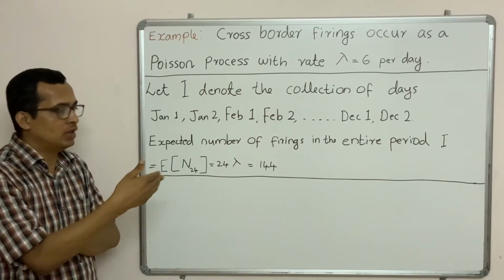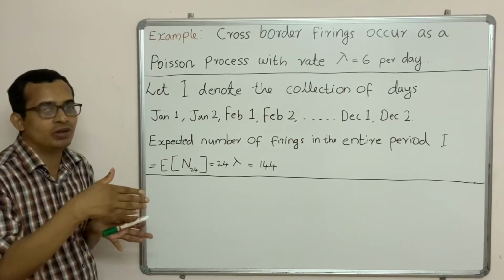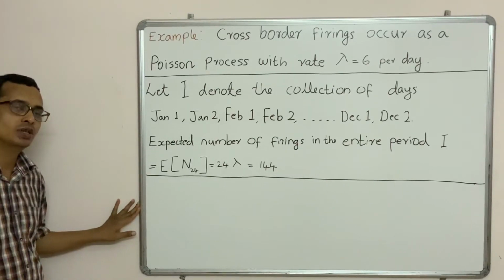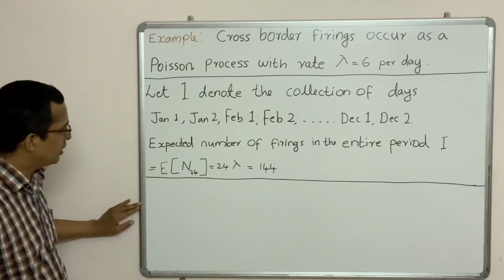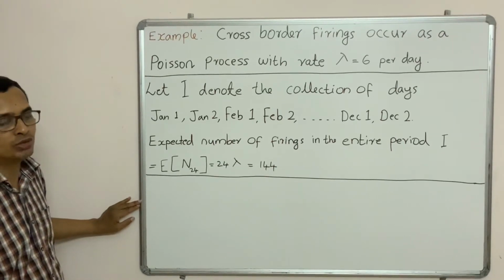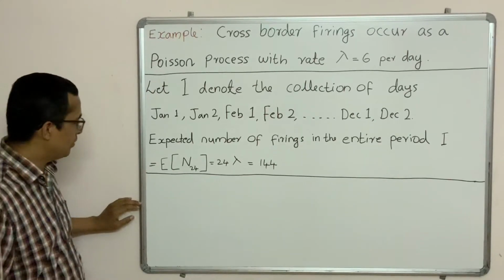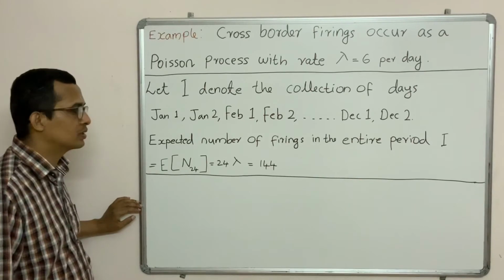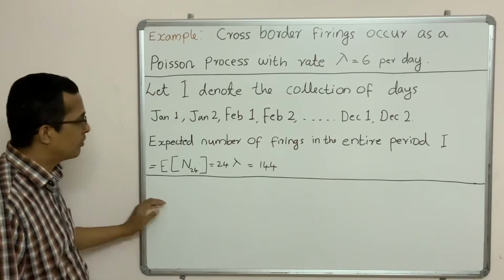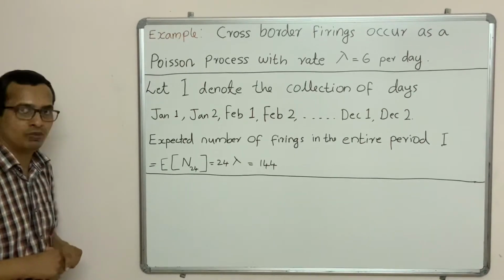So what we can do is stack all these days together. You can consider them as actually 24 consecutive days because of our independence and time homogeneity properties of the Poisson process. So what we need to find is the expected value of N24. The expected number of arrivals in 24 consecutive days will give the answer you want. That's one way of looking at it. Then N24 is Poisson with parameter 24 times 6, which is 144. So that will give you the answer: 144 on average, that many firings in this period of 24 days.